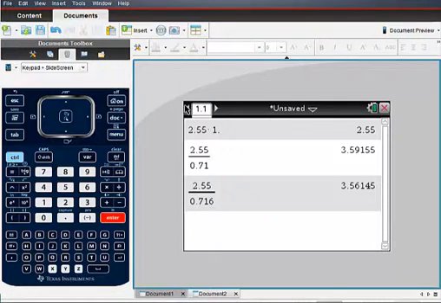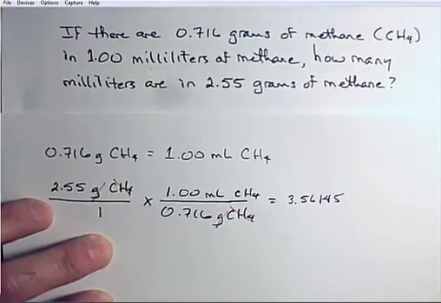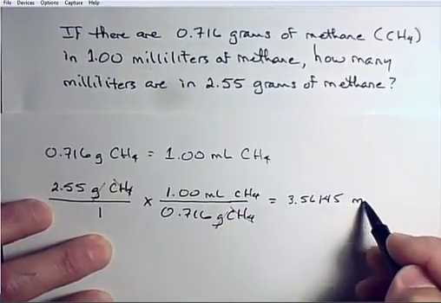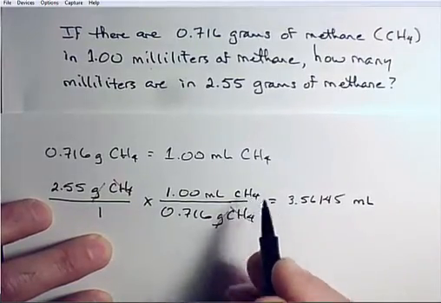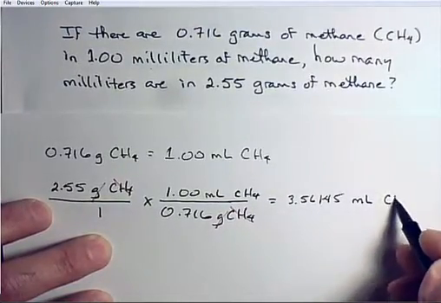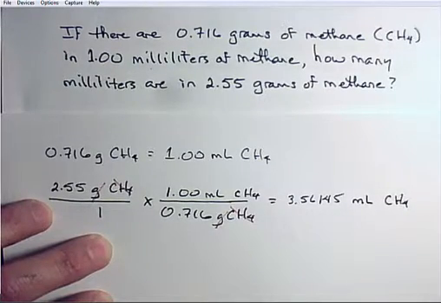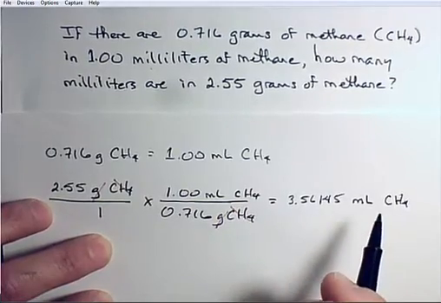3.56145. And then since the units we have left are milliliters, we're going to keep that. The species we have left is CH4. We're going to keep that. Okay? And that is as much as I asked you to do last night. Okay? Any questions about that?